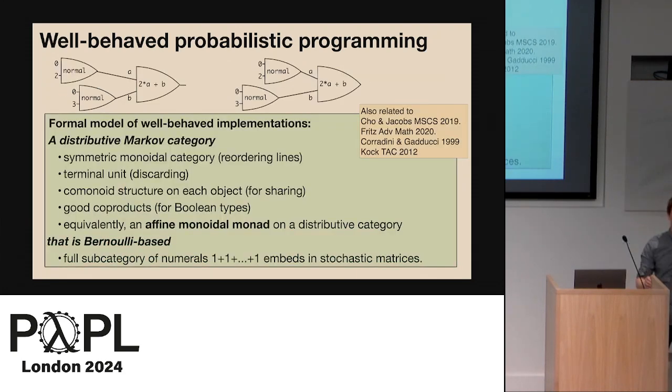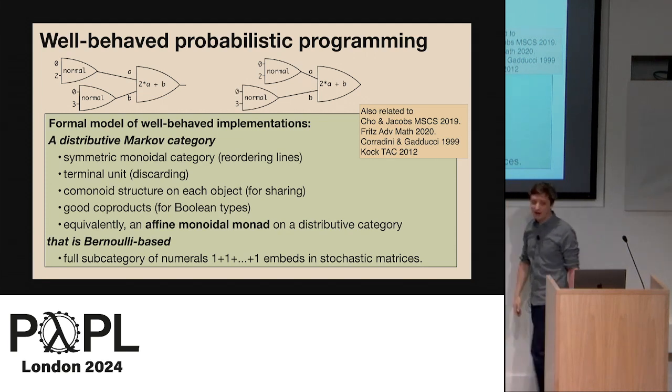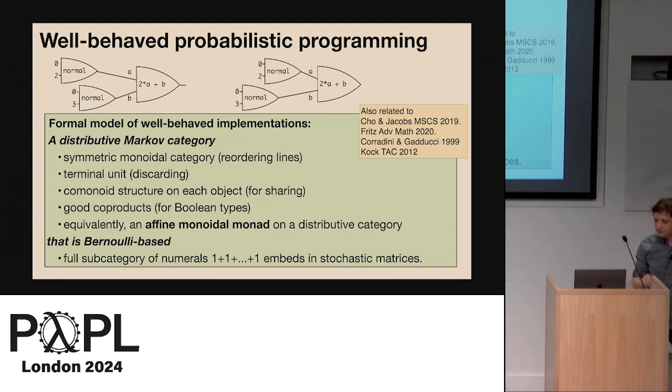Let me be a bit more technical for a second for anyone who wants this, and say more precisely what's going on here. We have a distributive Markov category, it's the same as a monoidal category with coproducts and some extra structure. Or equivalently, and what's nice is that these things are the same, an affine monoidal monad on a category with sums. And the monoidal structure gives us this interchange, the exchange, the commutativity.